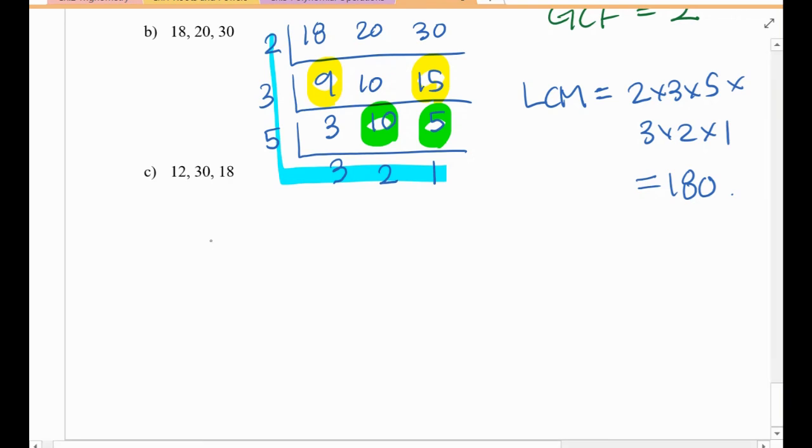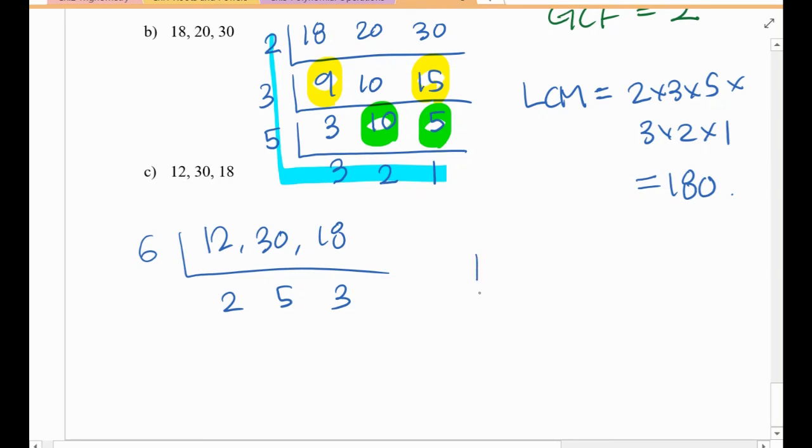Okay, let's try C. 12, 30, and 18. So we can do 6. After that, LCM. So can you do more here? Any two numbers have common factor? 2 and 5, no common factor. 2 and 3, no common factor. 5 and 3, no common factor. So any two numbers don't have any common factors. So we stop here. LCM is 6 times 2 times 5 times 3. That is 180 again.